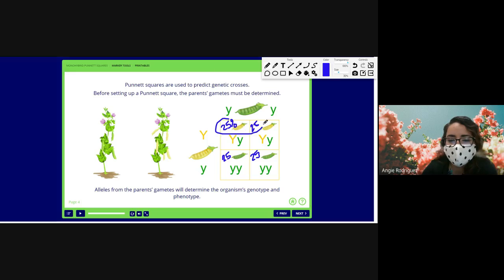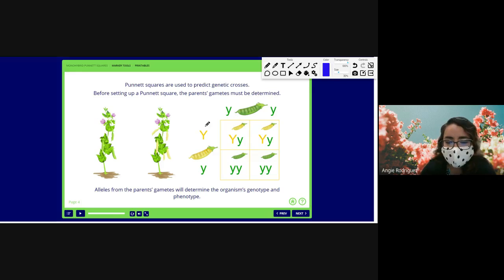So this is 50 right here for these two, right? And this is another 50 right here. So 50 plus 50, 100. So everything is supposed to add up to 100% as far as the numbers or percentage-wise for my Punnett square, okay?